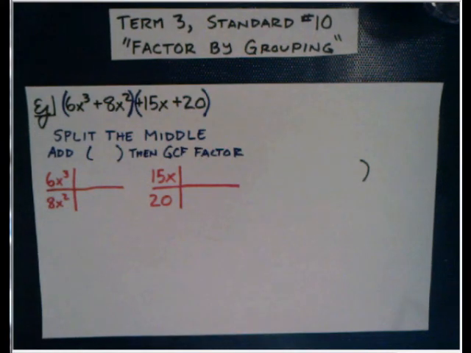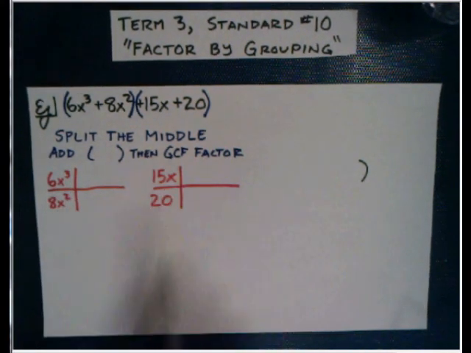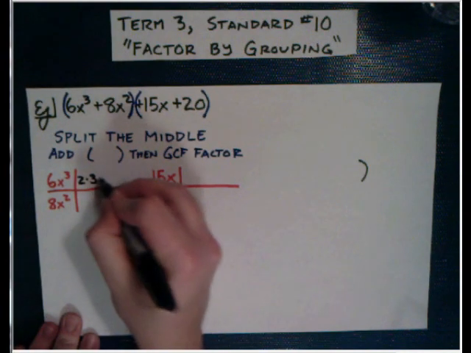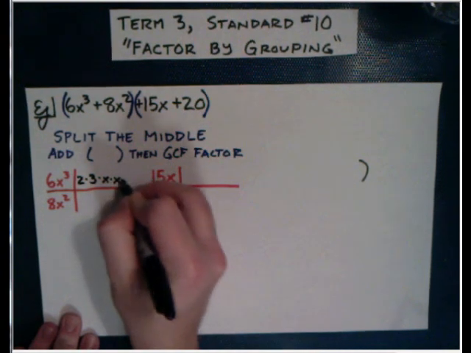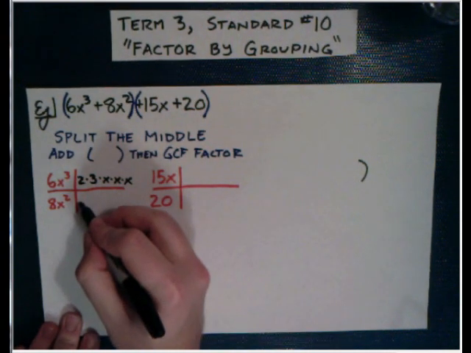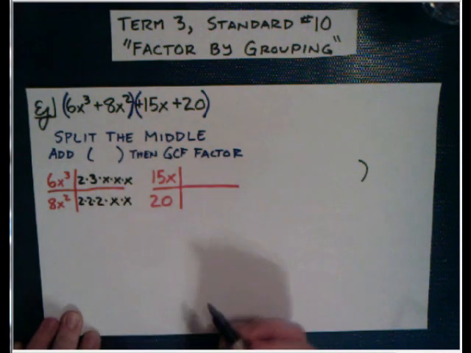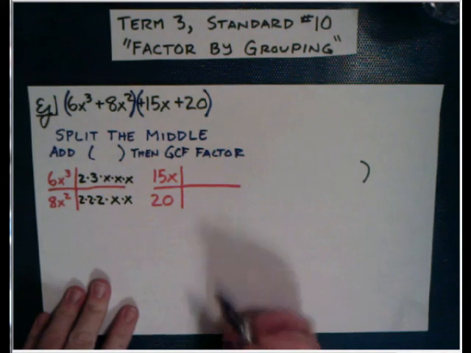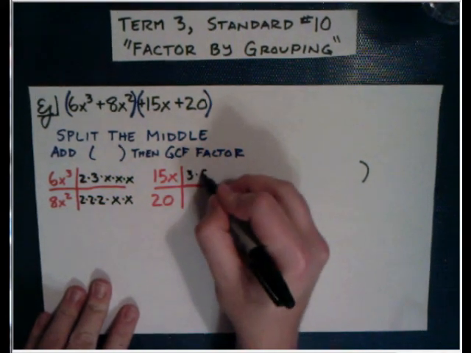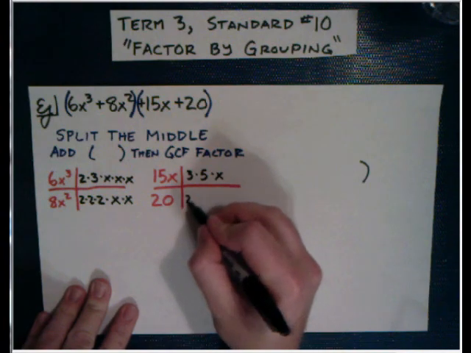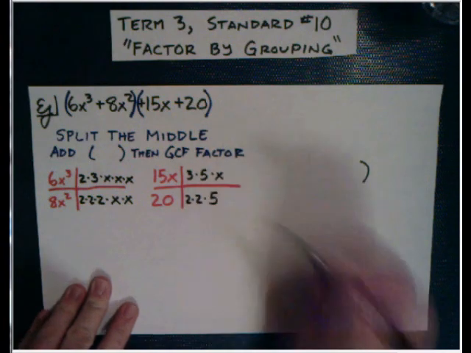And now what I'm going to do is prime factor each of these expressions as much as possible, and then look for what they have in common. So 6 is 2 times 3, and x cubed is x times x times x, and 8x squared is 4 times 2, or 2 times 2 times 2 times x times x. Okay, 15x, 15 is 3 times 5, and then there's an x. Then 20 is 4 times 5, or 2 times 2 times 5.